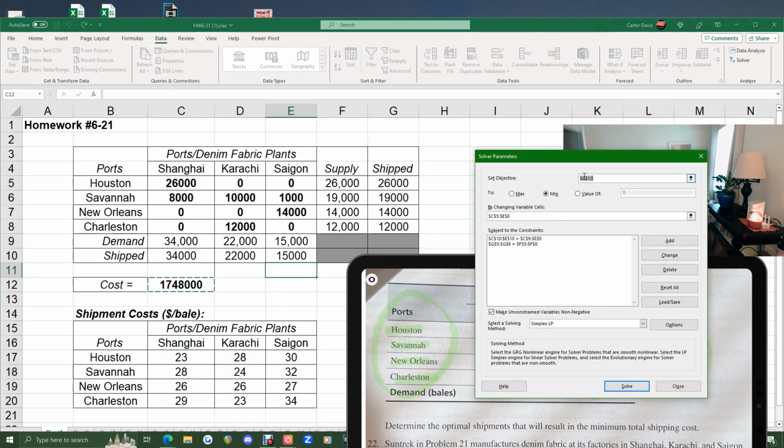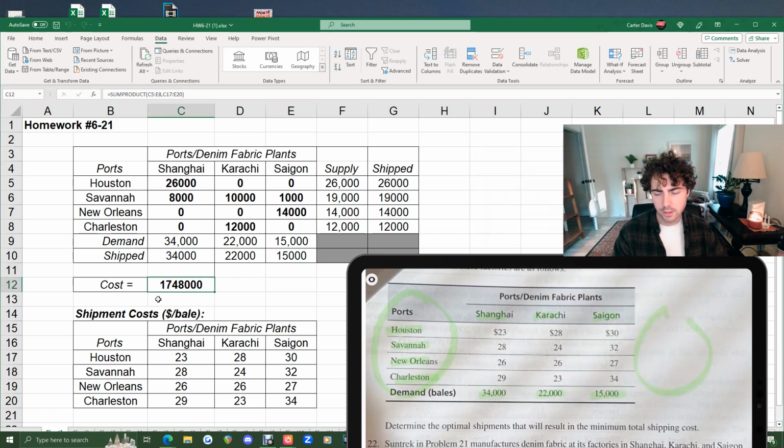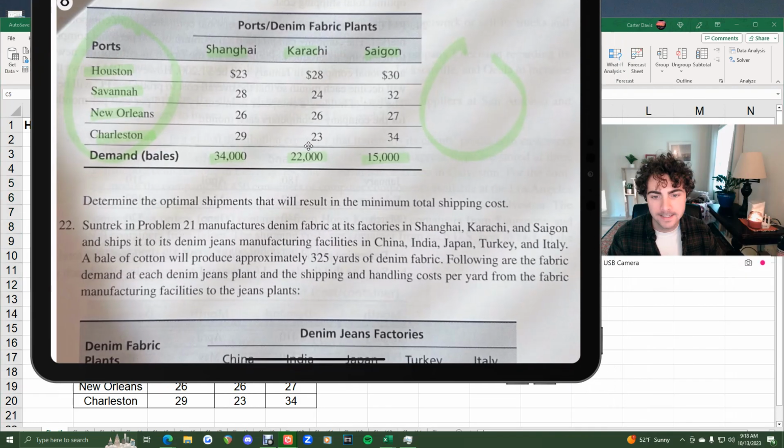we are minimizing the cost, C12. Changing variable cells are the bold numbers here. And what I was saying before, notice how we don't have any less than or equal to, we have strictly equal to. So it's these cells here equal to these cells, and then these cells here equal to these cells. Okay, so we solve that, and we get that the cost is this for these values. Okay, that was number 21.